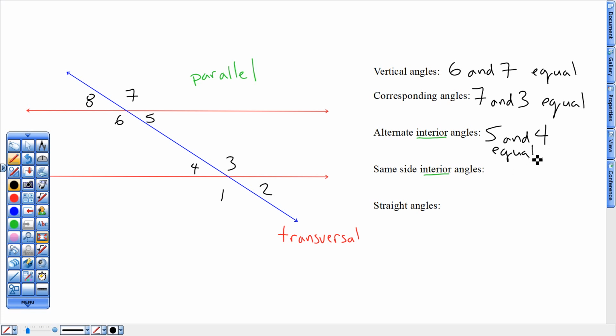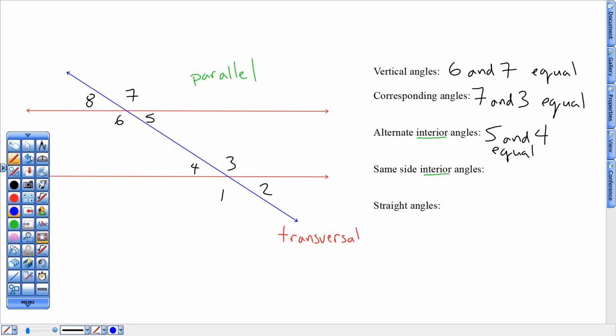If I wanted another pair, of course I could have picked another pair. I could have picked 6 and 3. And those two angles are equal to each other. Alternate interior, alternate sides of this transversal line cutting through, one on one side, one on the other. Alternate interior, always equal.